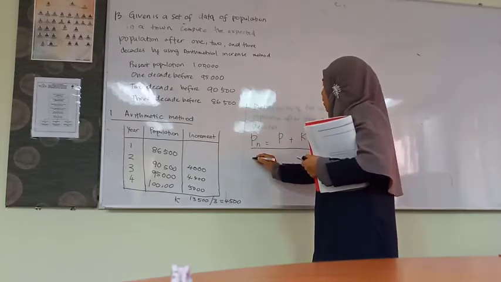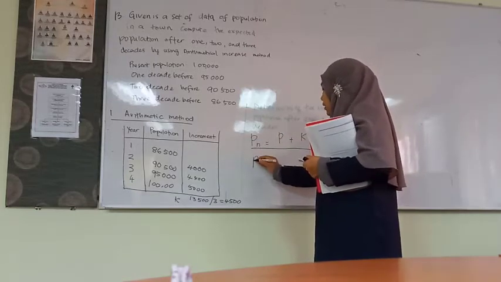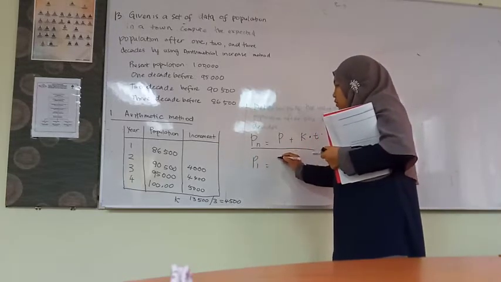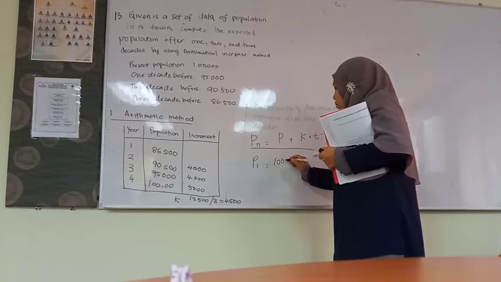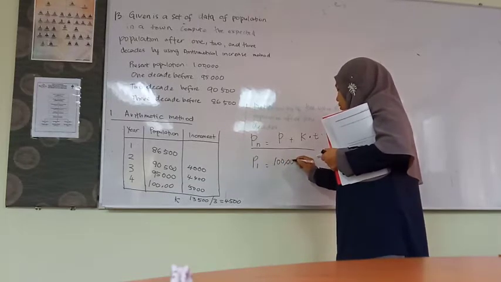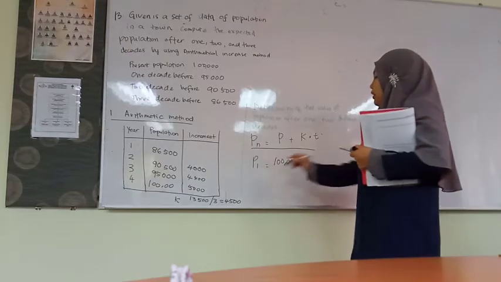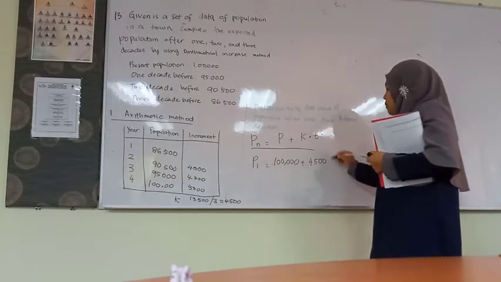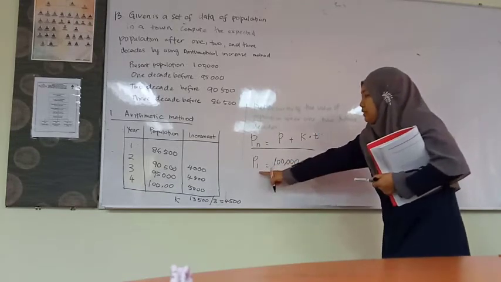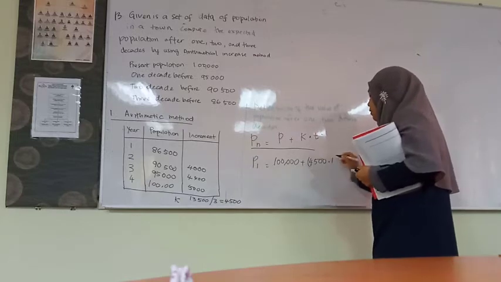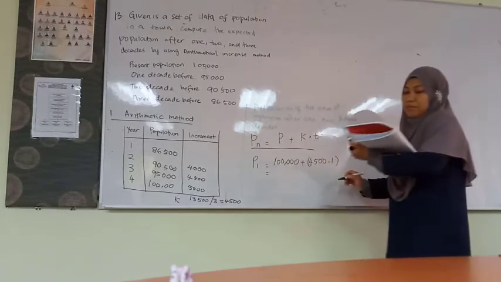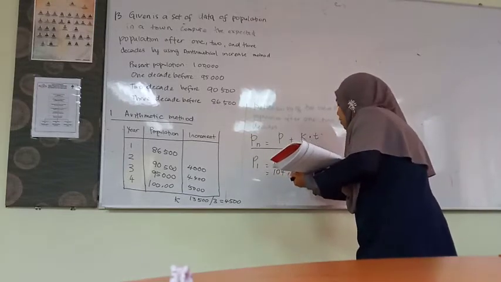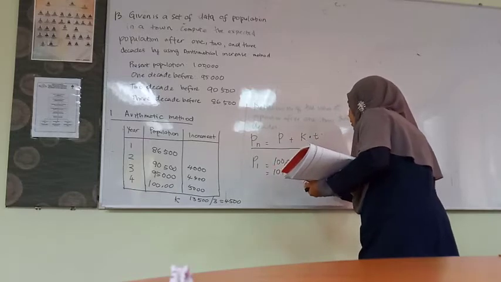So for the first decade, I put it as P1. It will be equal to the current population, which is 100,000, plus average increment, which is 4,500, multiplied by, since I want it for the first decade, 1. This equation will bring the answer equal to 104,500 persons.